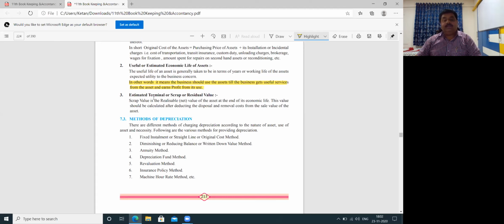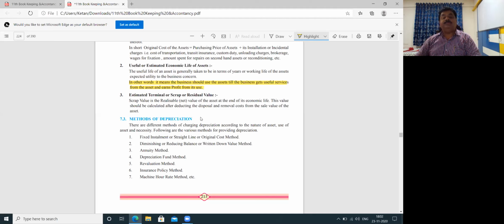नंबर 3, एस्टिमेटेड टर्मिनल और स्क्रैप और रेसिडुअल वैल्यू. अब देखो, अगर एसेट बाद में कुछ काम का नहीं है तो हम लोग क्या करेंगे? सेल करेंगे उसको, स्क्रैप में सेल करेंगे. ओके, भंगार वाला वो आएगा, उसको लेके जाएगा, फिर हम लोग नया एसेट ले पाएंगे. So scrap value is the realizable net value of the asset at the end of its economic life. This value should be calculated after deducting the disposal and removal cost from the sale value of the asset.